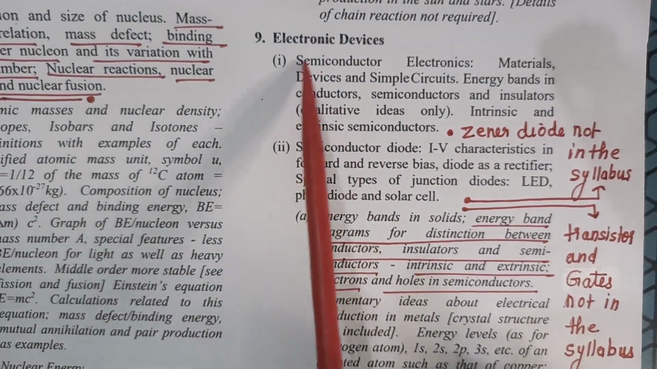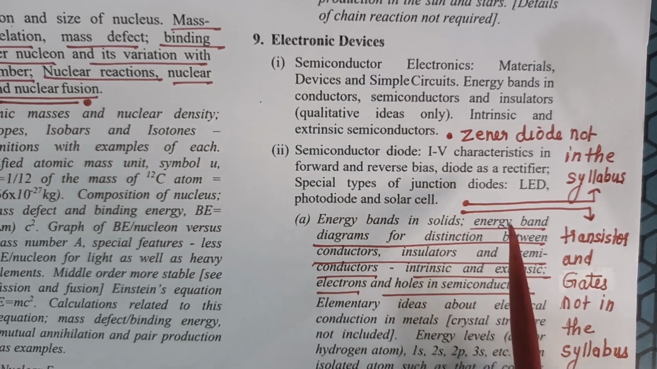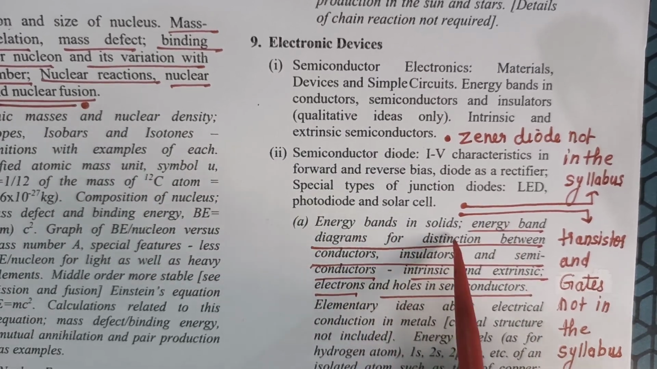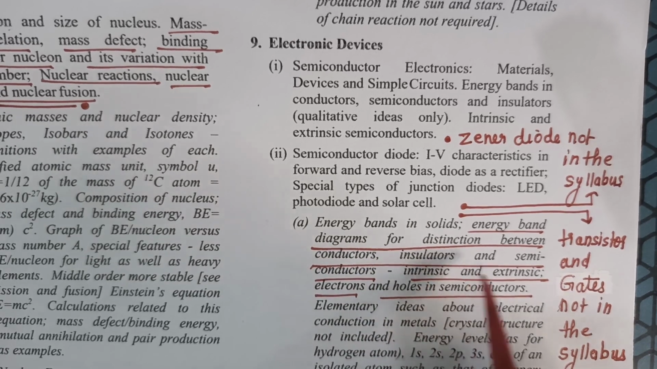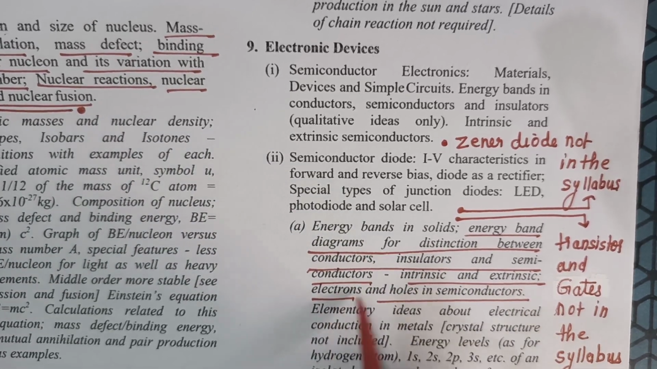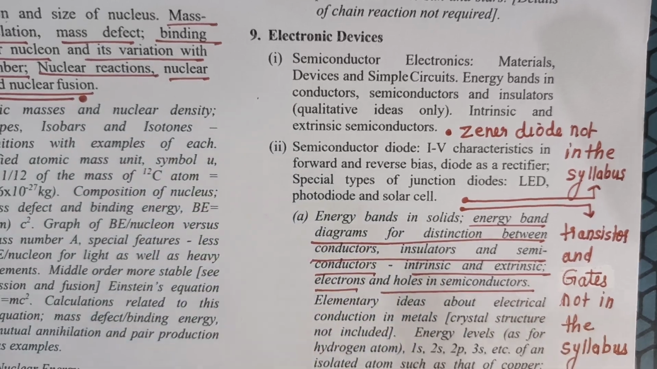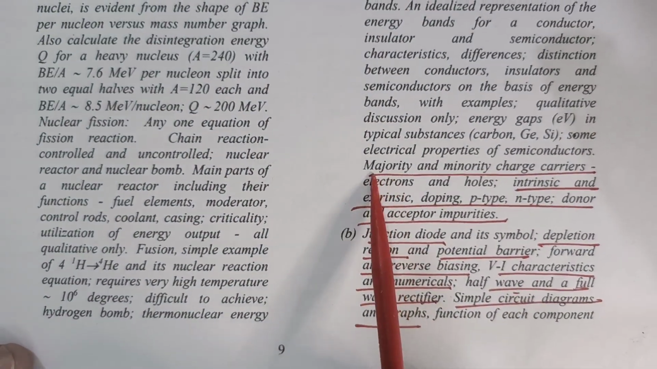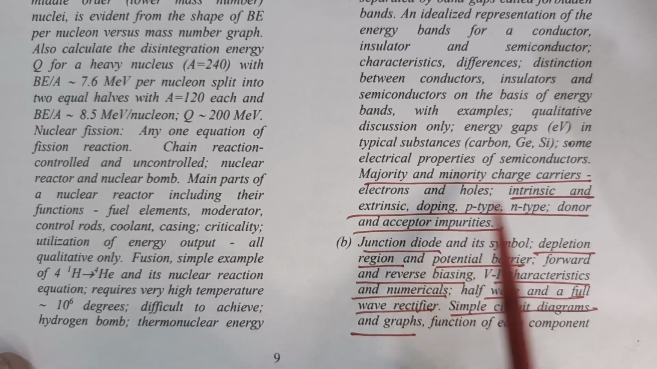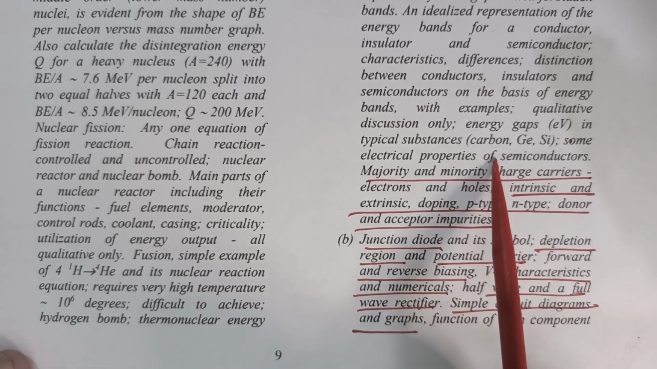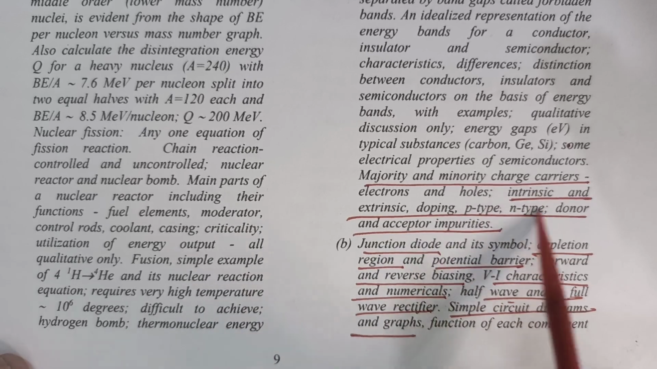Then the last topic, that is electronic devices. Here the energy band diagram for difference between conductor, insulator and semiconductor, concept of intrinsic and extrinsic semiconductor, concept of electron and hole in semiconductor, concept of majority and minority charge carriers, N-type, P-type semiconductors, doping, donor and acceptor atoms. These are the points about the semiconductor.